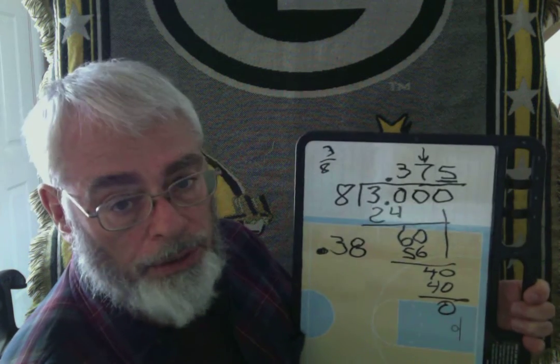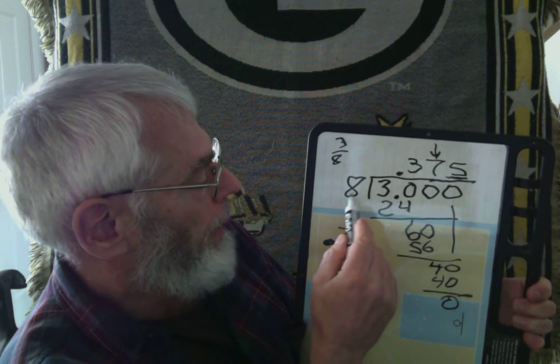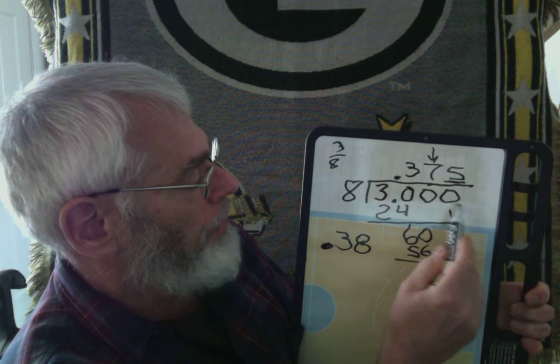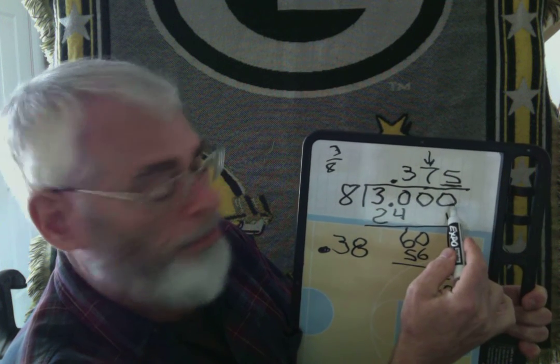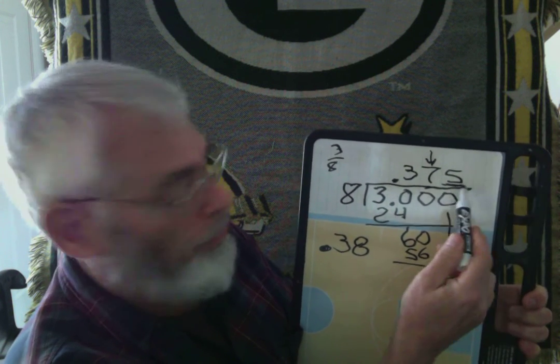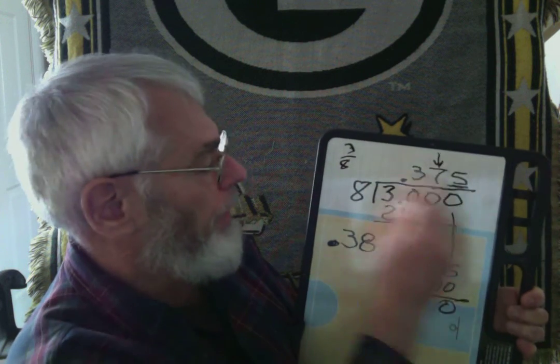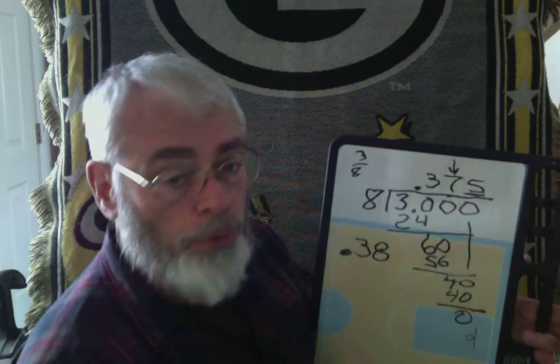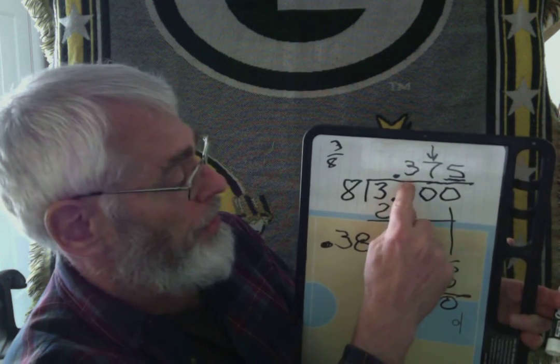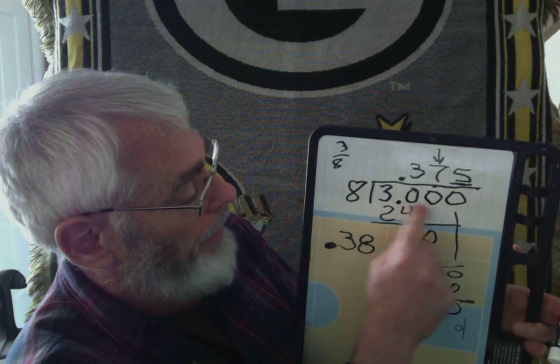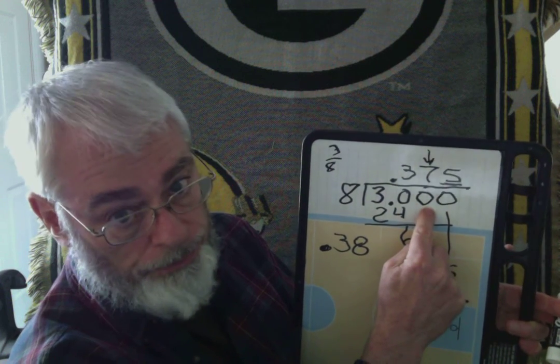0.38. Okay, so we divided 8 into 3. We annexed our zeros. We went out 3 decimal places. And then we rounded to the nearest hundredth, which is 2 decimal places. Okay, so that's how we round to a nearest place. If you were going to round this to the nearest tenth, you would only have to divide it out to 2 places, right? Okay, you got that, good.